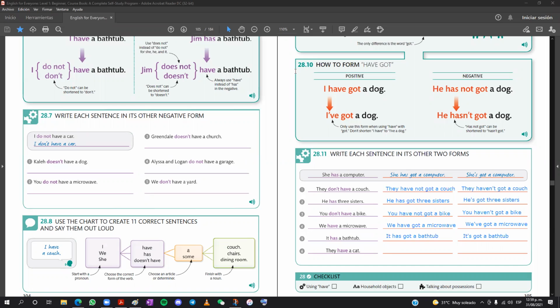Ok. They have got a cat. Ajá, muy bien. ¿Y el negativo? Ah, perdón, y el contraccionado. Sí, perdón, la contracción. No, solo hay que hacer la contracción del have. They've got a cat.